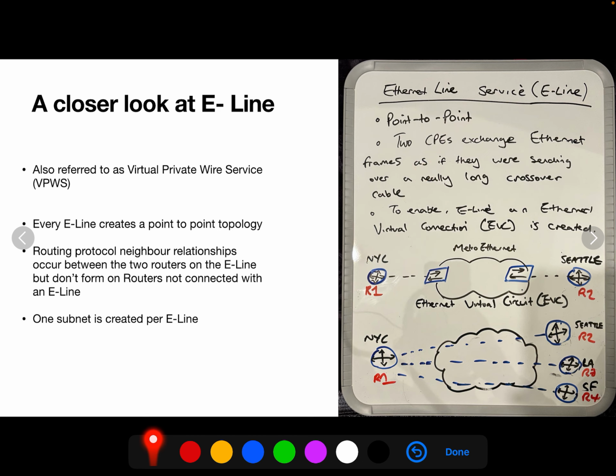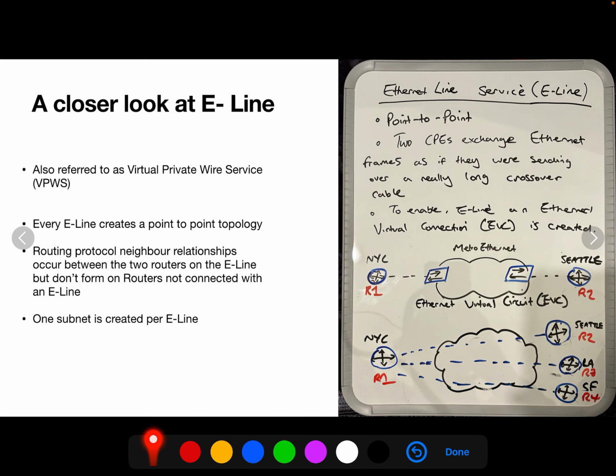Ethernet cable. Here you can see one router here, one router here. This is also E-Line, but each one of these dashed lines is a separate E-Line. So here we've got New York to Seattle, New York to Los Angeles, and New York to San Francisco. So we've got three E-Lines. They're all separate E-Lines. They all have separate subnets. One subnet is created for each E-Line.